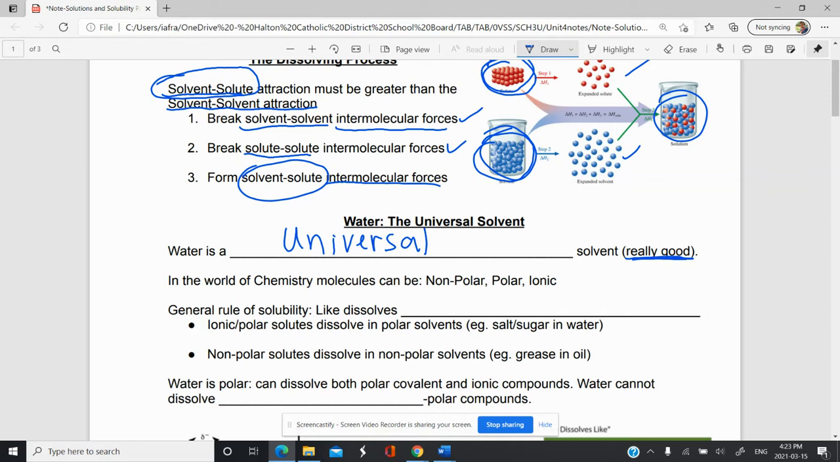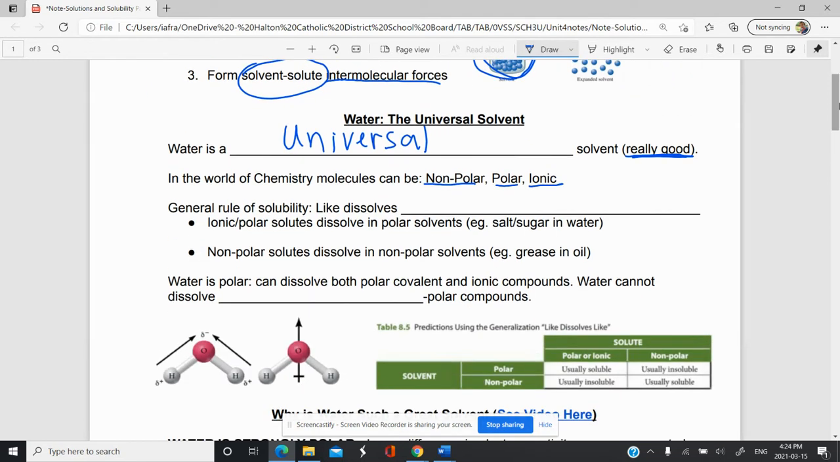Remember that in chemistry, molecules can be non-polar molecular, polar molecular, or ionic. And remember that the general rule of thumb for dissolving stuff is that like dissolves like. So typically, ionic and polar solutes will dissolve in polar solvents. So for example, salt and sugar can dissolve in water because water is polar. Salt is ionic, sugar is polar.